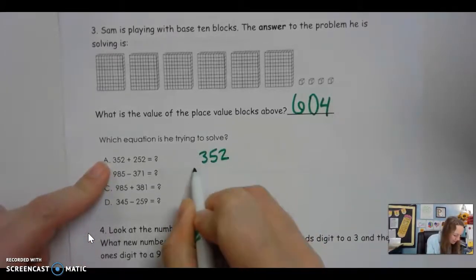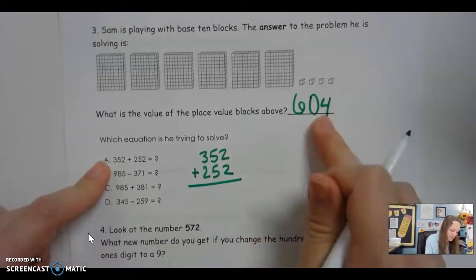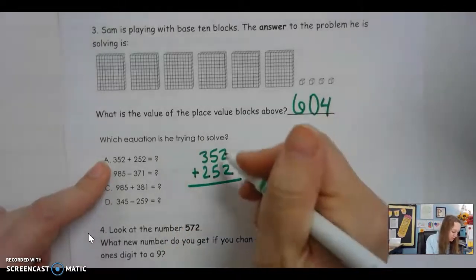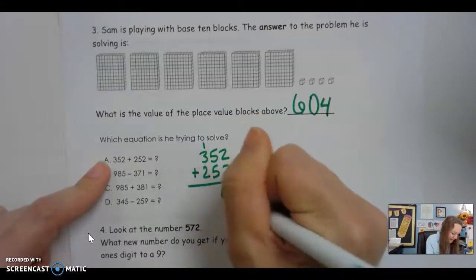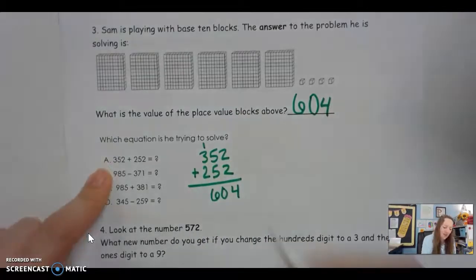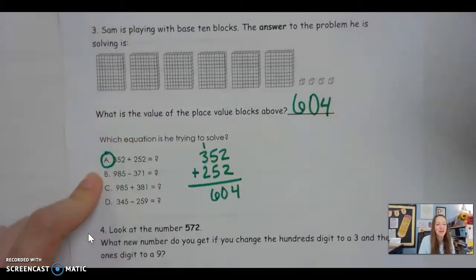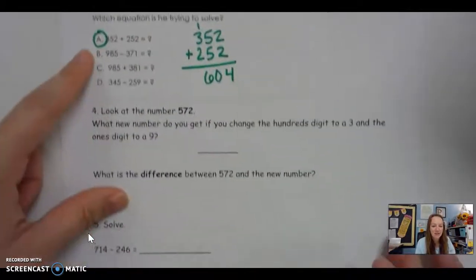352 plus 252. So we want to see if it equals 604. So 2 plus 2 is 4. 5 plus 5 is 10. 1 plus 3 plus 2 is 6. Oh, so it's actually the first one that we tried. All right. Going down to number 4.